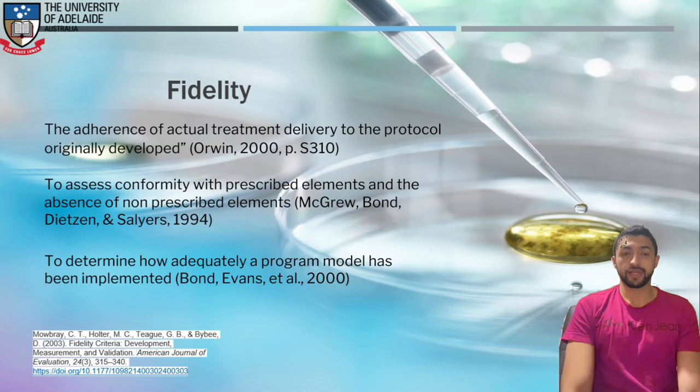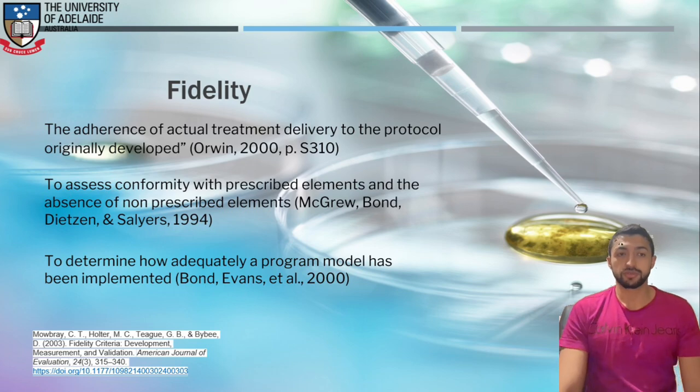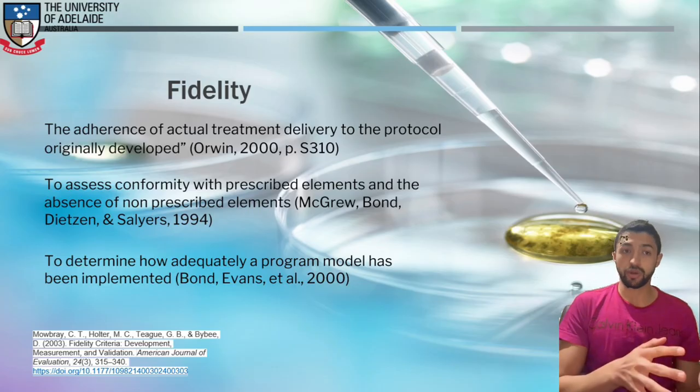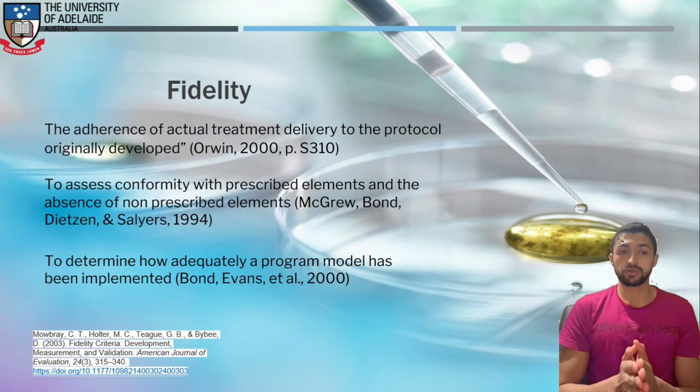In the case of fidelity for laboratory reports, first we're going to have a look at some definitions. The first one says the adherence of actual treatment delivery to the protocol originally developed. The second one says to assess conformity with prescribed elements and the absence of non-prescribed elements. And the last one says to determine how adequately a program model has been implemented.